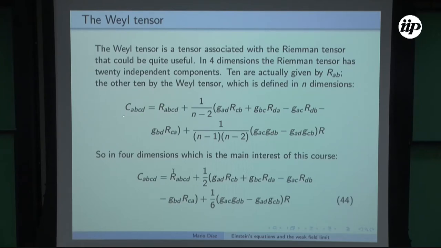So this is the definition of the Weyl tensor in any number of dimensions. Of course, we're interested when n is 4. And so in 4 dimensions, of course, it's going to be this. Notice how we construct it with the Ricci tensor, the Riemann tensor, and the metric.